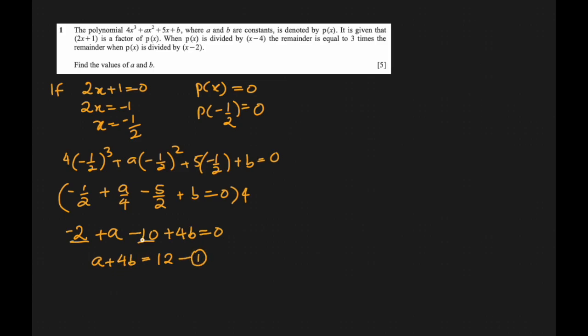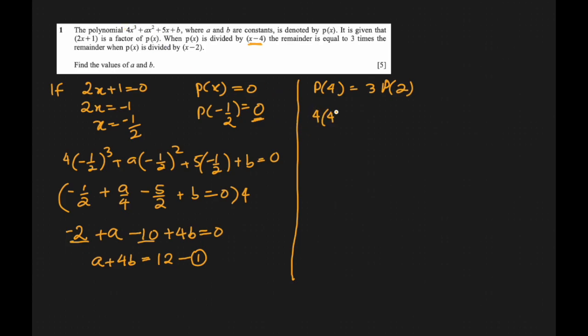Now second, they're saying that when x minus 4 divides the polynomial, the remainder is 3 times the remainder when it is divided by x minus 2. So by the remainder theorem, p(4) is 3 times p(2). Because x minus 4 will give me x equal to 4, and x minus 2 will give me 2, and whatever is left is the remainder. It was 0 before because it was a factor.